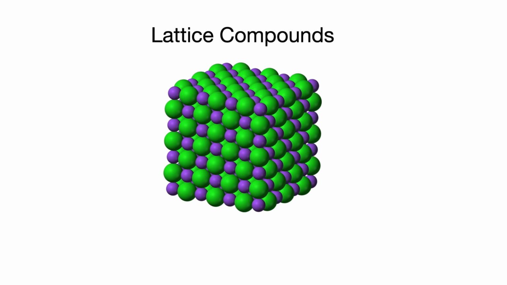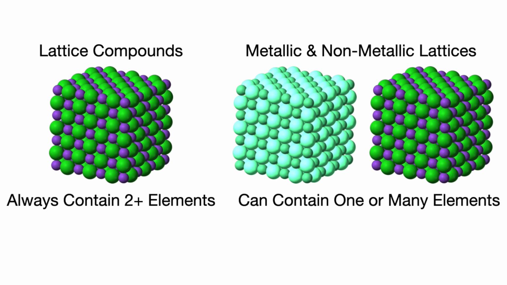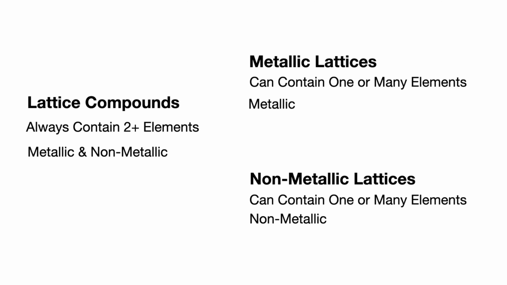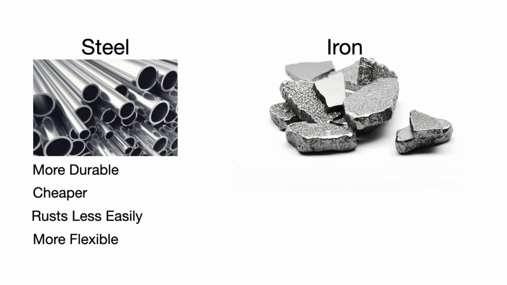Lattice compounds, like metallic and non-metallic lattices, are groups of atoms that form a lattice structure. Unlike metallic and non-metallic lattices, lattice compounds all contain 2 or more different types of elements, fitting the definition of a compound stated in the last section. Lattice compounds can be metallic or non-metallic. Metallic lattice compounds, such as the steel and bronze discussed earlier, are also called alloys, usually created by humans to be stronger or better in some other way than pure metallic elements.